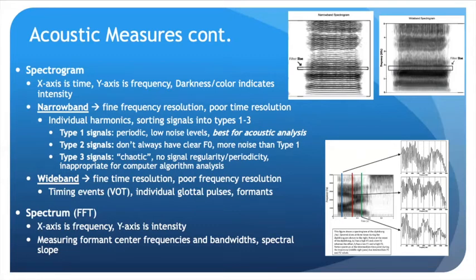Sorry, there's also the spectrum. The spectrum has frequency on the x-axis and intensity on the y-axis. So if you take a slice in time of a spectrogram, you can output that as a spectrum. If you take this little slice here, you've got this formant here, and that formant here, and you can see that's here, here, and there. So this spectrum is a slice in time of the spectrogram. The dark bands here, there, and there correspond to formants, and you can see those formants corresponding to the peaks here, there, and there. So spectra are good for measuring formant center frequencies, bandwidths, and spectral slopes.